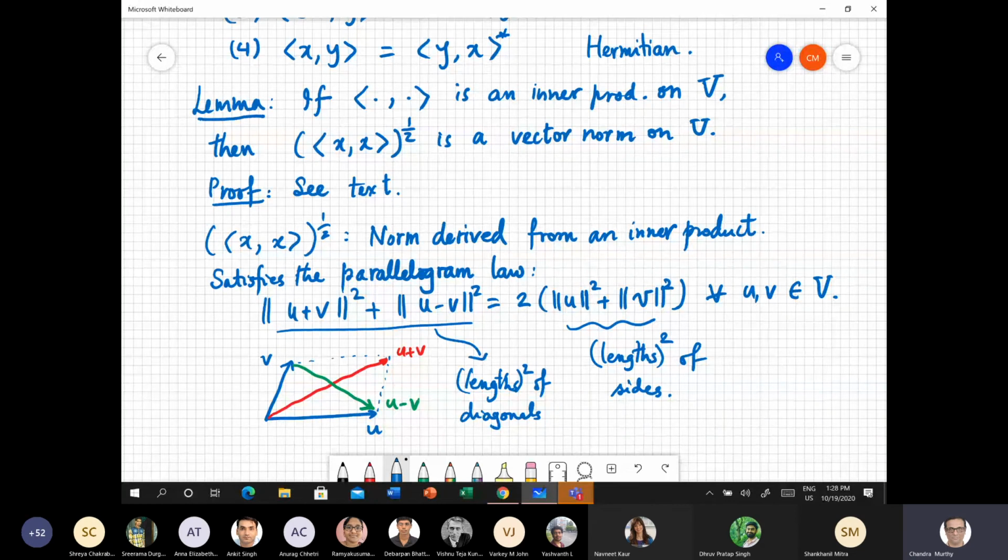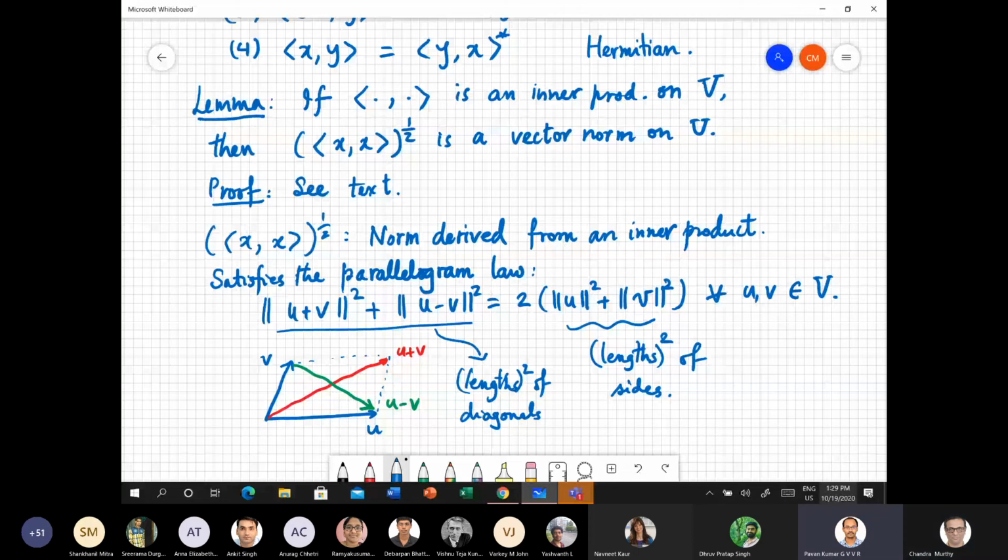Okay, so now the next thing I want to talk about is various examples of vector norms. Since we are really at the last tail end of the class, I'll stop here and continue with this in the next class. Are there any questions?